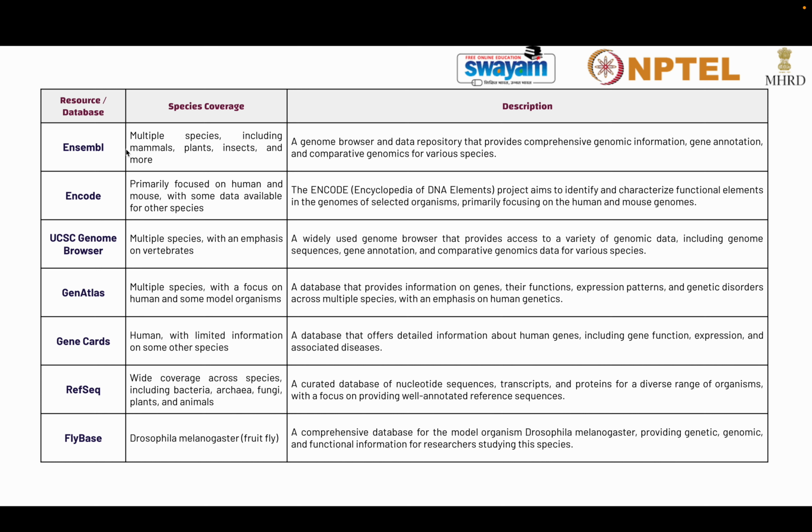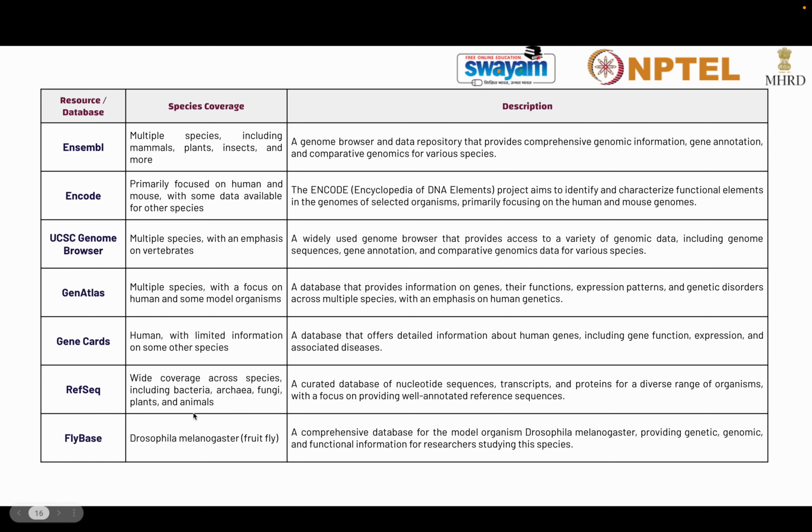Firstly, Ensembl deals with multiple species including mammals, plants, insects, and many more. Then ENCODE also focuses on human and mouse with some data available for other species. Similarly, the UCSC Genome Browser is also dealing with multiple species, and they are emphasizing the vertebrates, which involves human as well. Then GeneAtlas is also working on multiple species, but their focus is on human and some model organisms. GeneCards is also working on human with limited information on some other species.